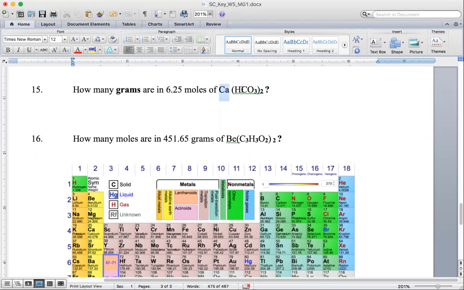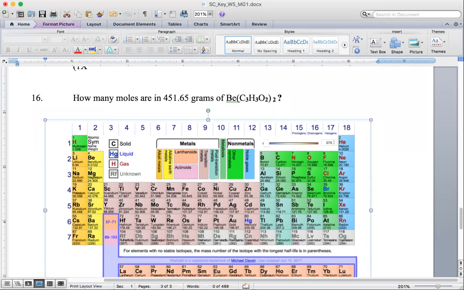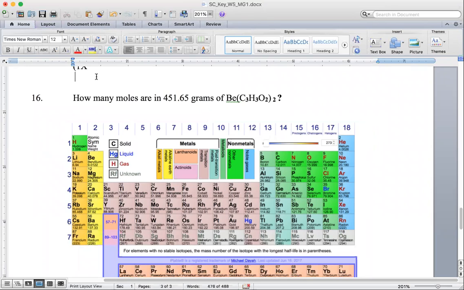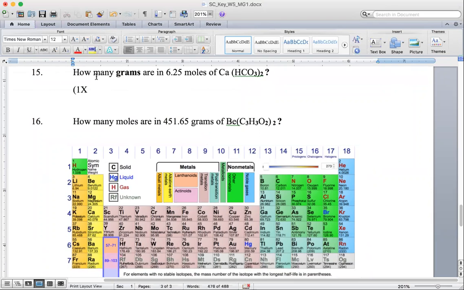Calcium hydrogen carbonate, as you can see, based on its formula, has calcium in it. So 1 mole of calcium is going to weigh 40.078 grams, as seen here. But for our purposes, we can just round this 40.078 to 40.